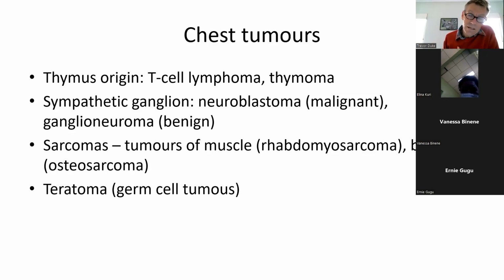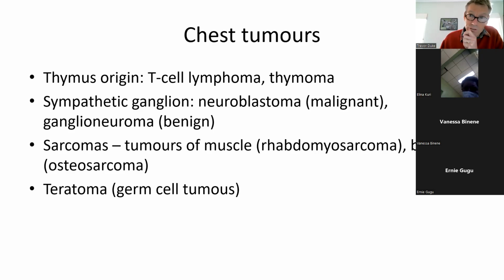And then there's other structures inside the chest, such as muscle or bone, where you can have a tumour of muscle called a rhabdomyosarcoma, or a tumour of bone called an osteosarcoma. So rhabdomyo means muscle, rhabdomyosarcoma of muscle, or osteosarcoma of bone. And then there are some other forms of tumours that are germ cell tumours, germ cell in origin, and they're what's called teratomas. And so they're all the types of tumours that can occur in the chest.